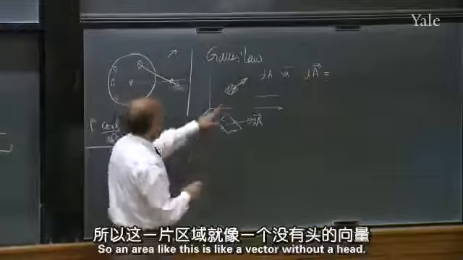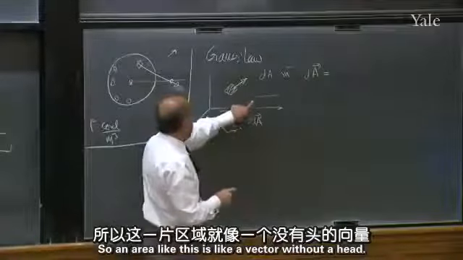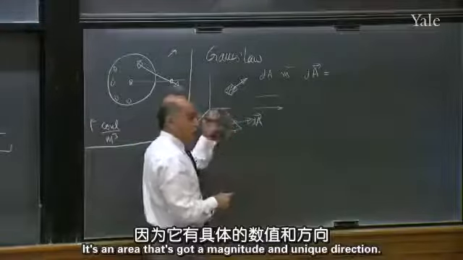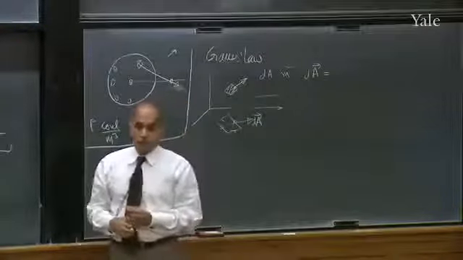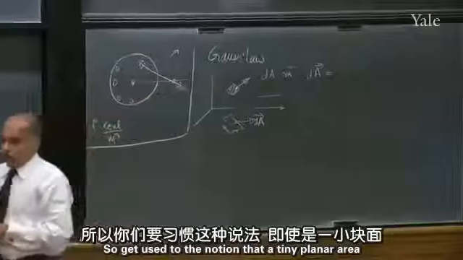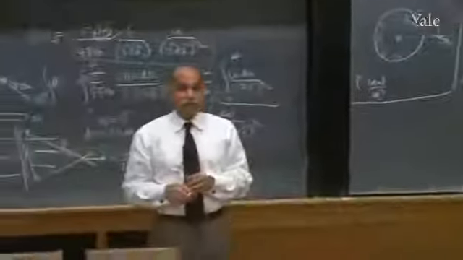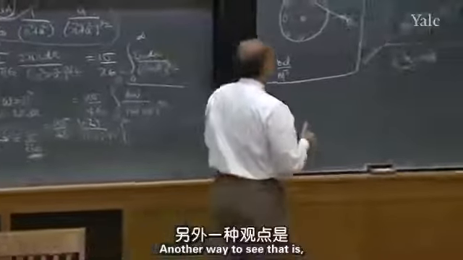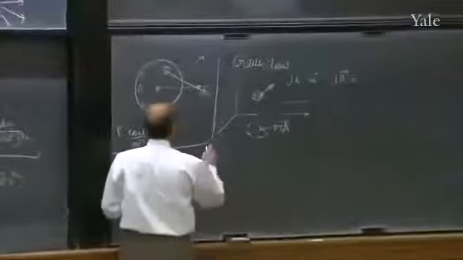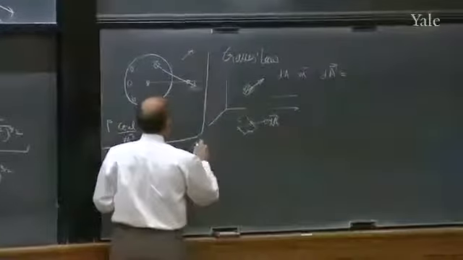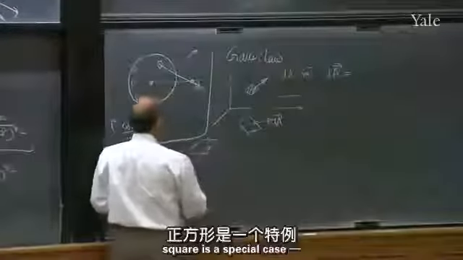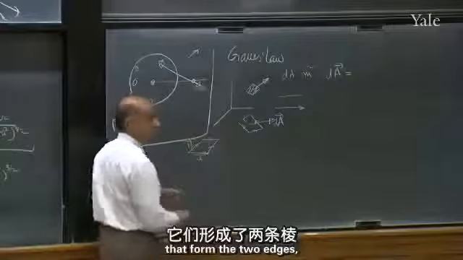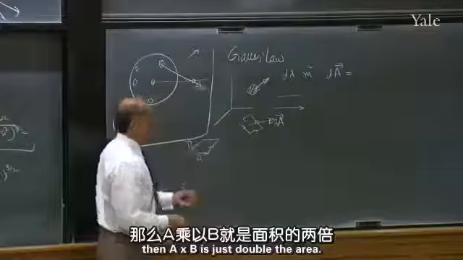So an area like this is like a vector without a head. An area like this is a signed area. It's an area with a magnitude and unique direction. Okay, so get used to the notion that a tiny planar area can be represented as a vector. Another way to see that is if you took any area, a rectangular area like this, a square is a special case. If you took 2 vectors A and B that form the 2 edges, then A cross B is just double the area.